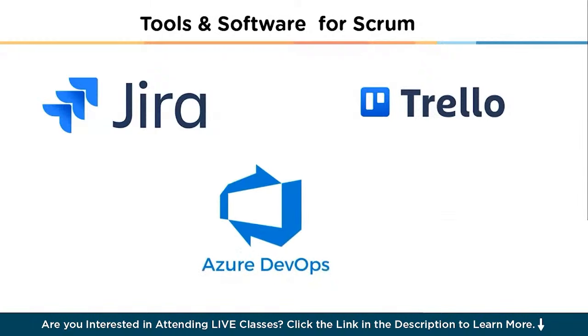And finally, we have Azure DevOps. Azure DevOps is a comprehensive suite of development tools that supports Scrum and other agile methodologies. It includes features for backlog management, sprint planning, continuous integration, and deployment.